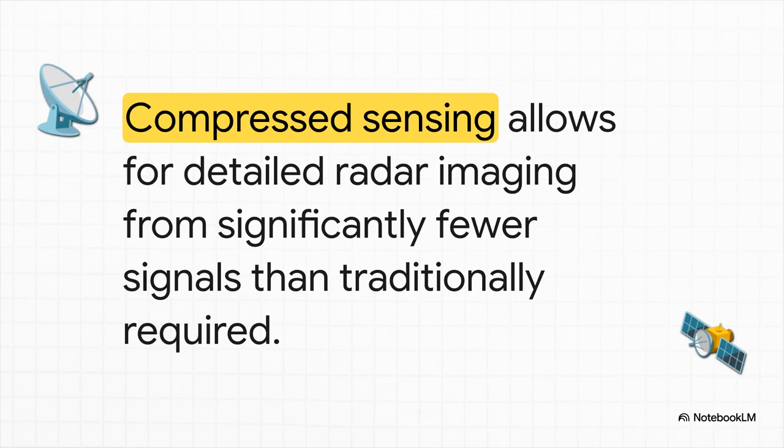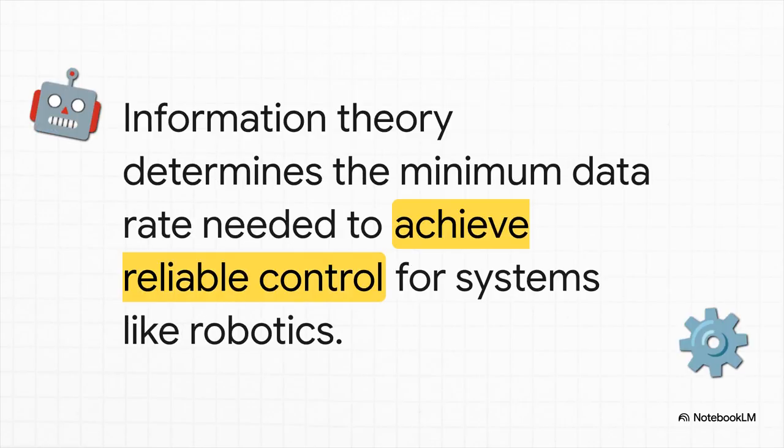Or how about high-resolution radar? There's a technique called compressed sensing, which is built on these exact same principles that lets us build a super detailed image from way fewer signals than we used to need. That saves a ton of time and energy. It even gets into robotics. Engineers use this theory to calculate the absolute minimum amount of data a robot needs to get to stay stable and functional. If that information rate drops too low, the robot's control system gets distorted, and it could actually fail. It's a direct link between the data rate and the physical quality of its movement.